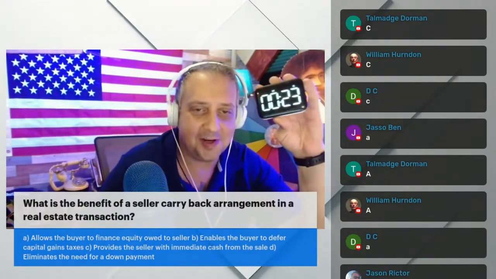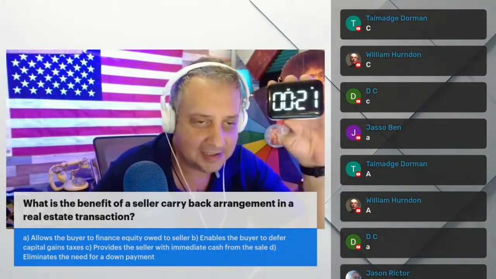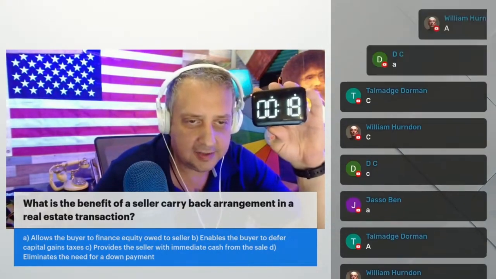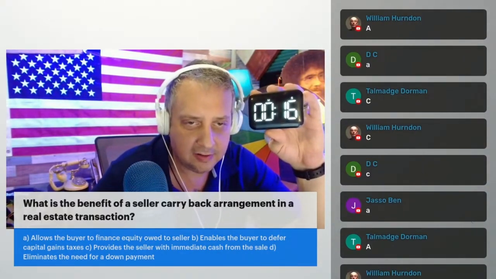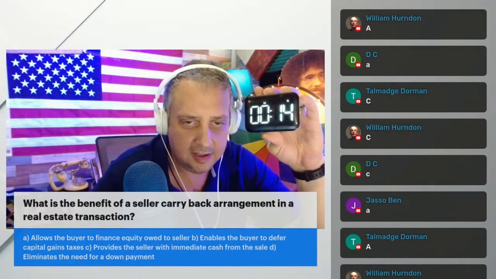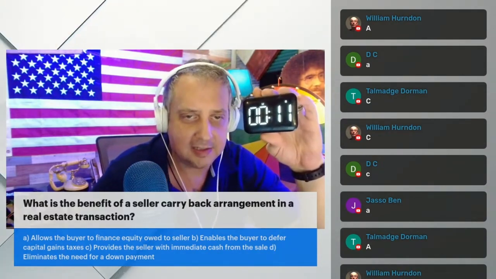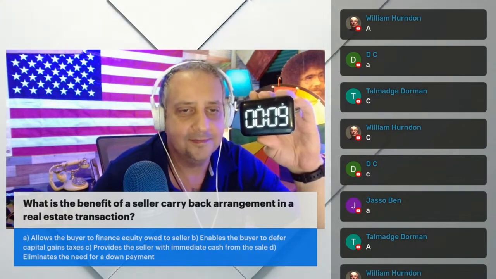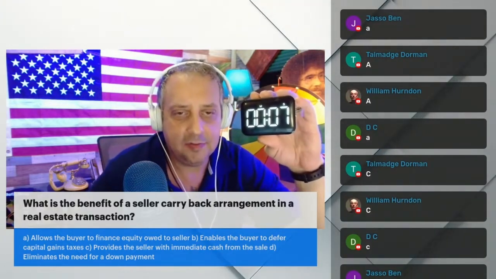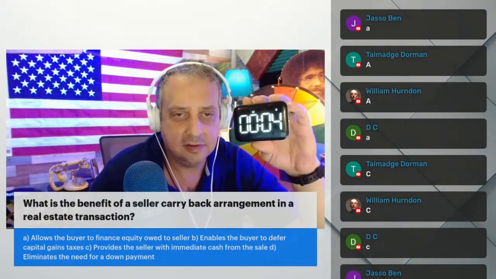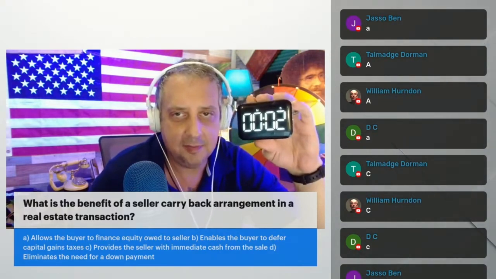What is the benefit of a seller carryback arrangement in a real estate transaction? Is it A, allows the buyer to finance the equity owed to the seller? B, enables the buyer to defer capital gains taxes? C, provides the seller with immediate cash from the sale? Or D, eliminates the need for a down payment?